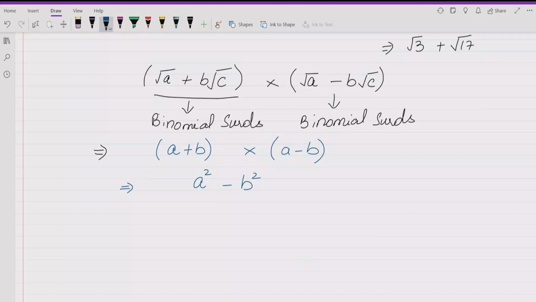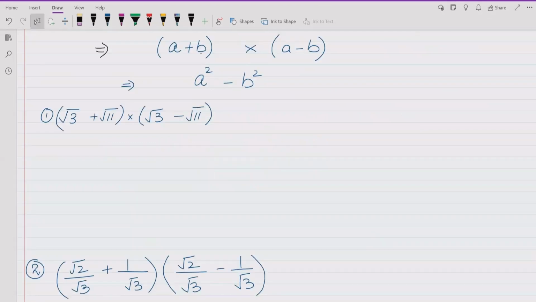So let's see some examples here. We will follow our book, the class 9 Syntax book of maths. You can follow any other book, but the method is the same and the questions may be different. Okay friends, we have here three questions. We will solve all of these questions using the above method.